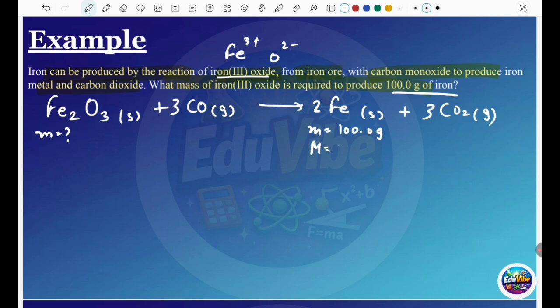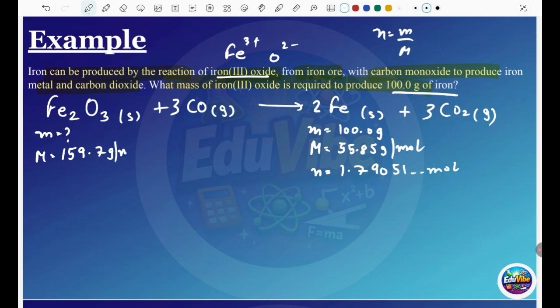So you know the molar mass of iron is 55.85 grams per mole. You can see it from your formula sheet, the periodic table. From here you can find the n, because n is equal to the mass upon molar mass. So divide this, and you get 1.79051 moles. Done.